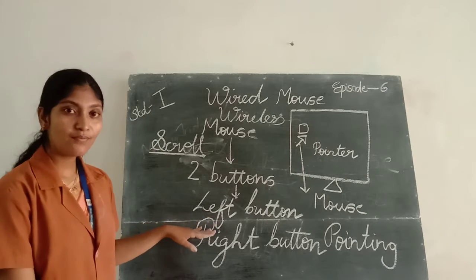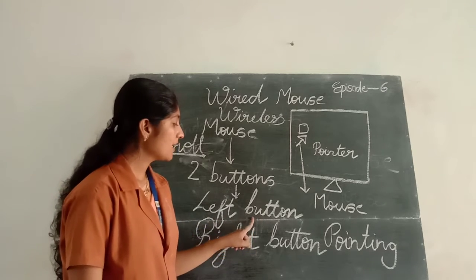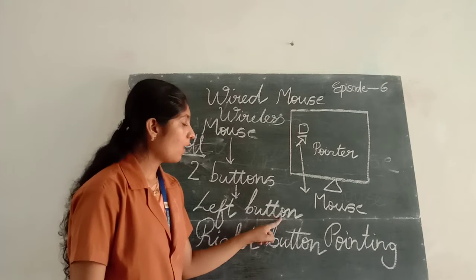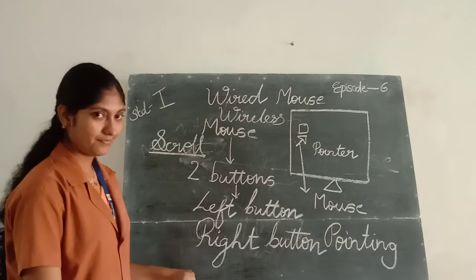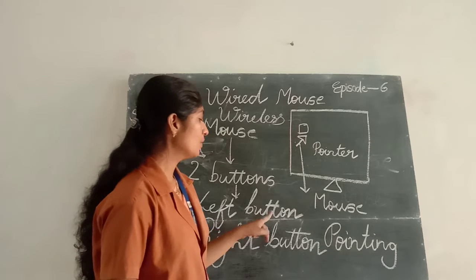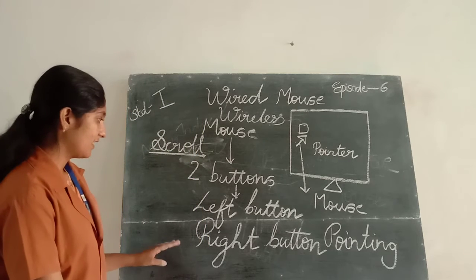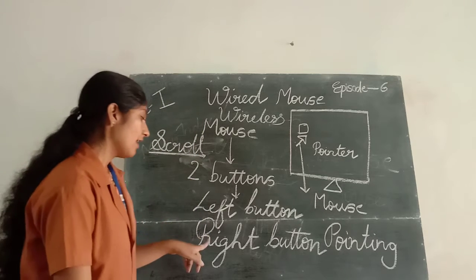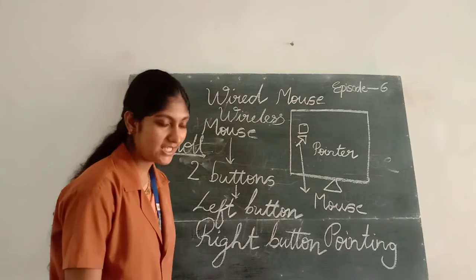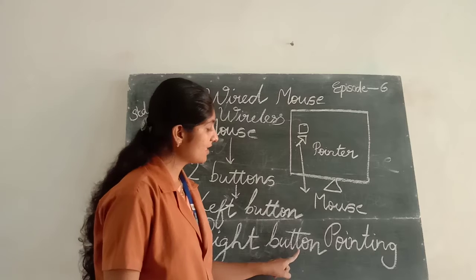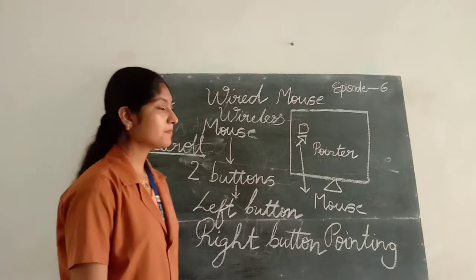What is the spelling of left button? L-E-F-T, left. B-U-T-T-O-N, button. Left button. R-I-G-H-T, right. B-U-T-T-O-N, button. Right button.